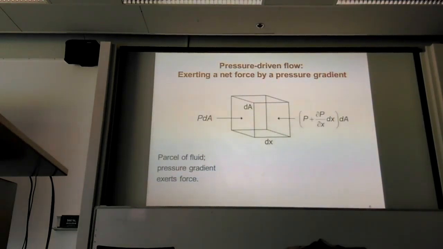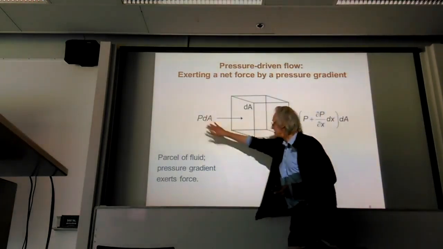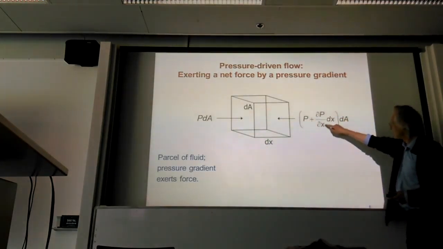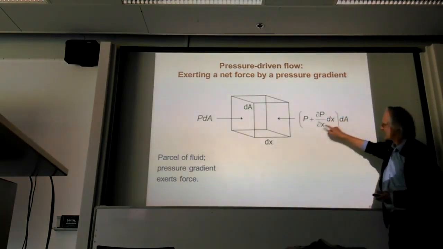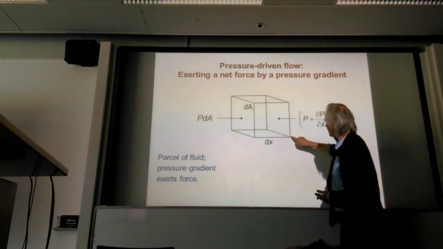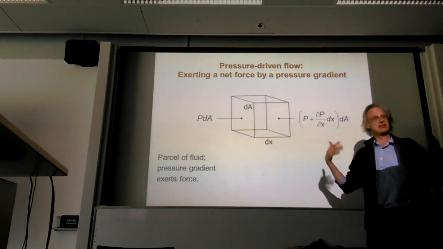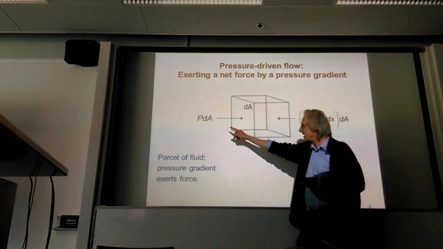Now, how can we describe it by physics? Okay, so pressure-driven flow. You exert a net force by a pressure gradient. So here we have a pressure gradient. P is the pressure there, and here is the pressure P plus dP/dx times dx. So we have a gradient of pressure dP/dx, and that makes the pressure a little bit higher over here at the distance dx from here. So the force, pressure is force per area. So we multiply with the area to get the force.